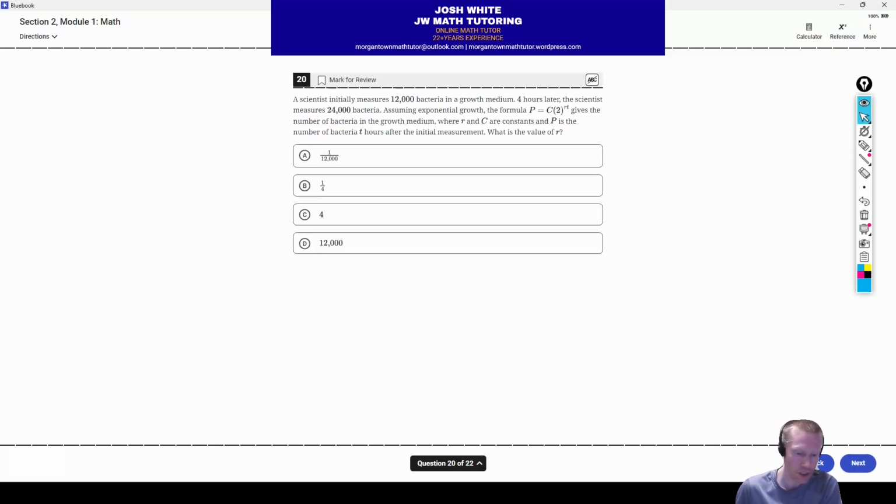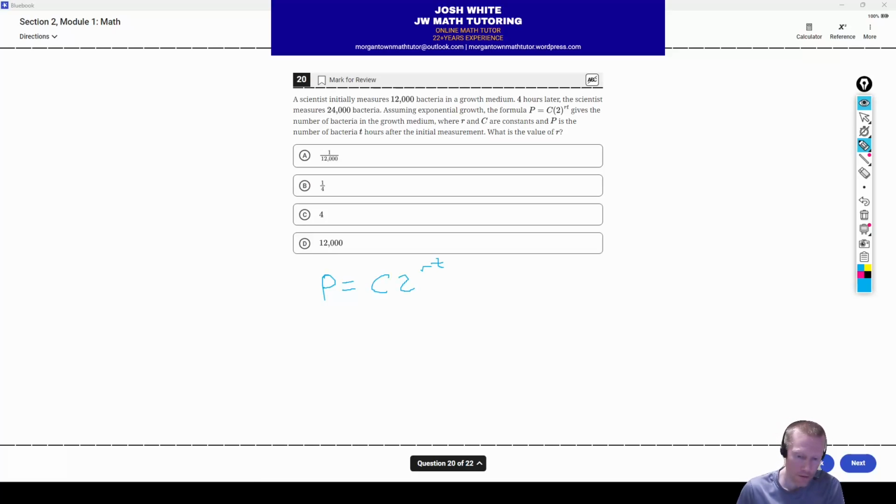Now we have an exponential function here for number 20. Basically you start with 12,000 bacteria, and then it tells us that 4 hours later it's up to 24,000, and they give you the basic form of the equation. You want to know what the value of r is. First let me show you how to do it by hand, or the theory behind it. It's P equals C times 2 to the rt.